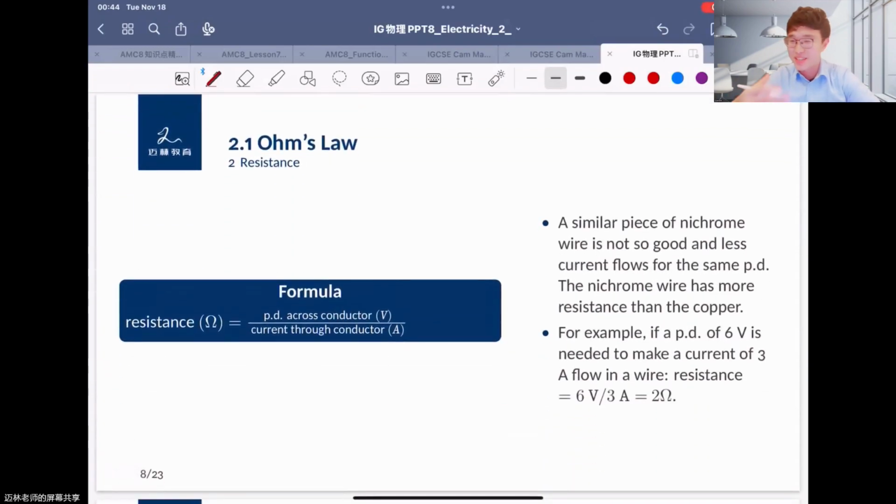So you can find this is a scientist's name, and using his name to form a law, right? Ohm's law means that the resistance of a resistor equals the potential difference across a conductor over the current through the conductor. As I said before, potential difference is just like the height of the river, right?